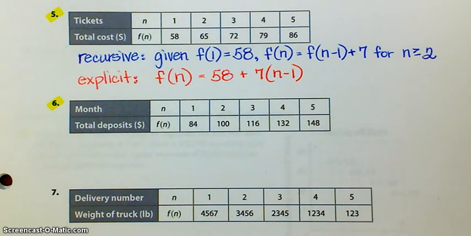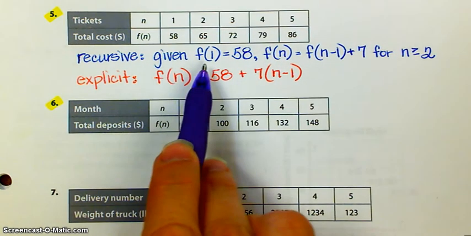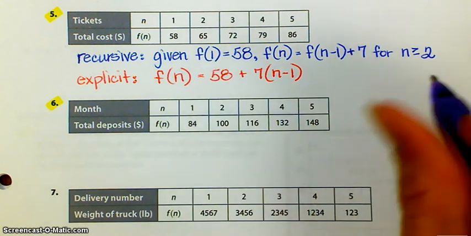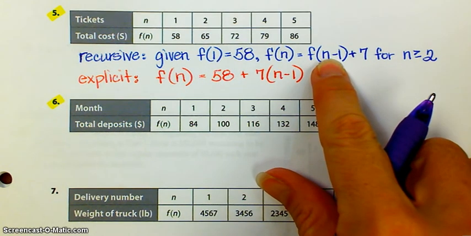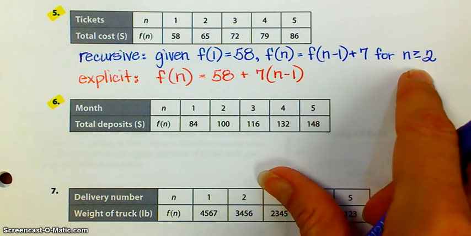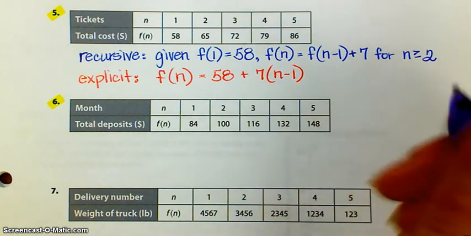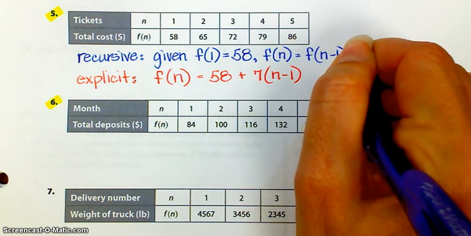I am on number 5 for Module 1, Lesson 2. We went over most of this in class, but I think the bell rang. So your recursive rule is given f of 1 is equal to 58. F of n is equal to the value of the previous term plus 7 for n is greater than or equal to 2.